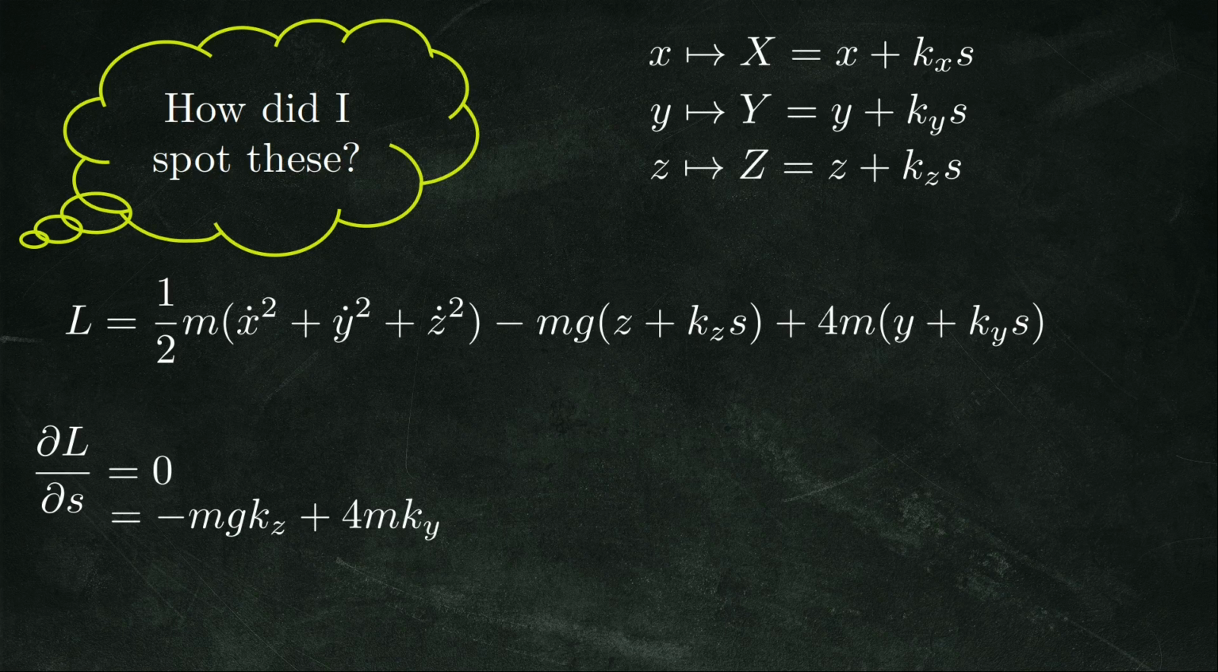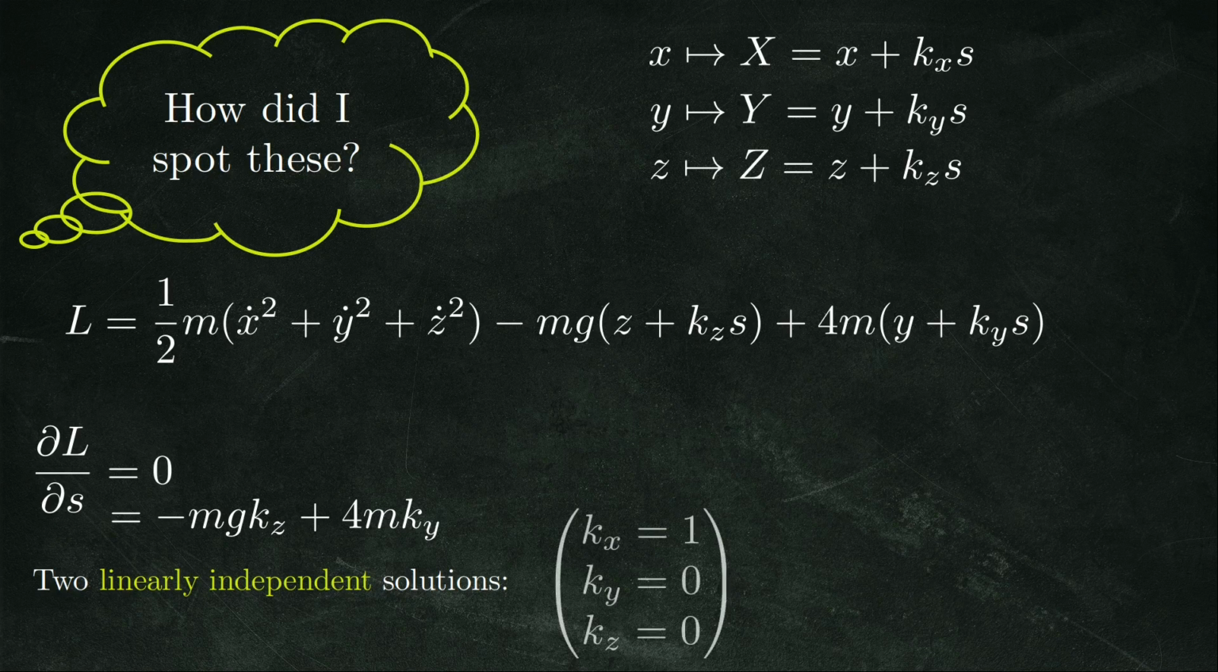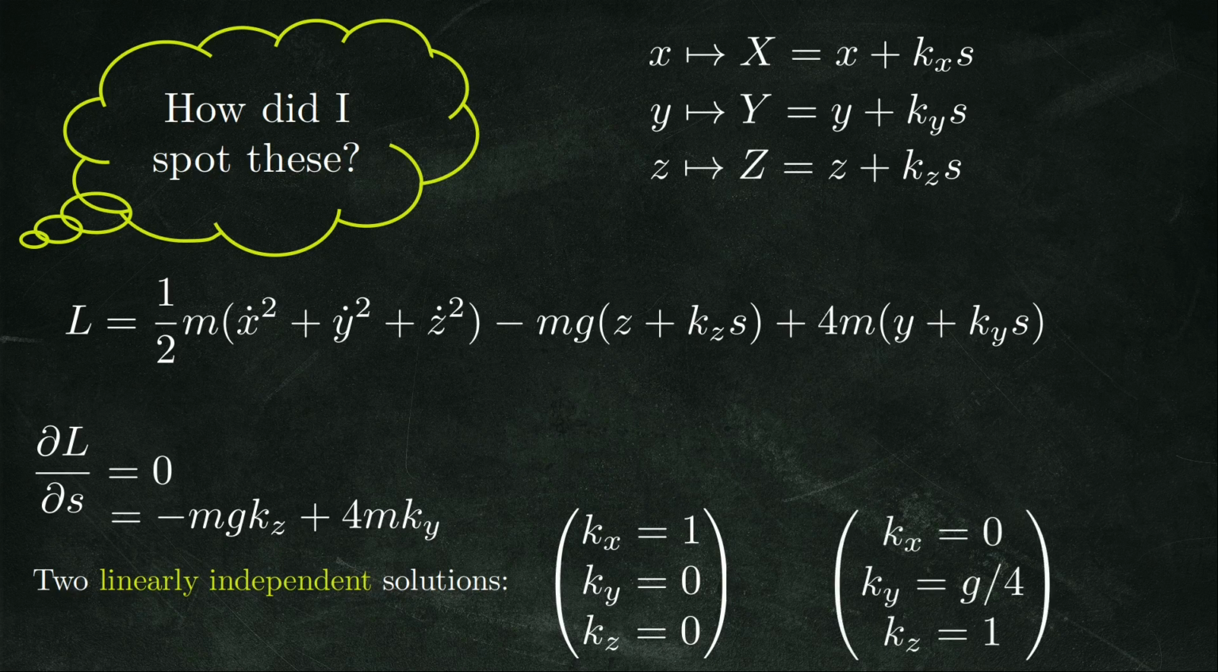And there are two linearly independent solutions to this. Firstly, I can set kz and ky to 0, and then kx can be whatever it wants. And I'll just set it to 1, because an overall scaling won't affect anything. I can just set kx to 1. The other solution is kx equals 0, and kz and ky have the combination we saw before.